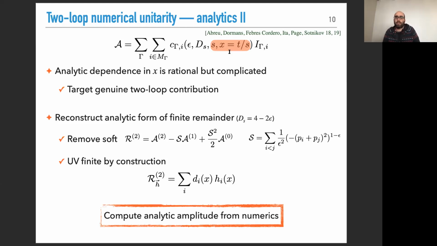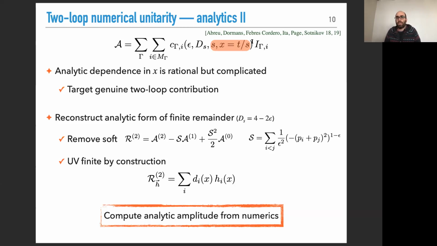One of the reasons is that in the two-loop calculation, we have a lot of lower loop information that is mixed in. So our first step is, instead of reconstructing the full two-loop calculation, we just target the genuine two-loop contribution. To do this, we don't reconstruct the amplitude, but reconstruct the remainder, and then you know how to go back to the amplitude. For this, we first set ds equal to 4 minus 2 epsilon. There are only soft singularities, there are no collinear ones in gravity, so we remove the soft ones with this soft factor. And the amplitude is UV finite by construction because we're working in the effective field theory. By doing this, we have a finite remainder that is independent of epsilon.